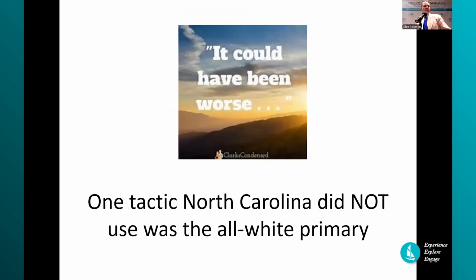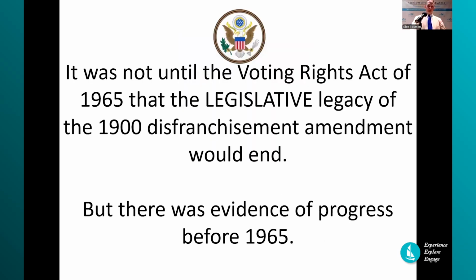One thing North Carolina did not do during this time was the all-white primary. Some states actually did this. They allowed the election, of course, by federal law, to be open to all. But the primaries are run by the party, and some states actually had an all-white primary. There you go. So the whites have the primary, and of course, whoever won the primary won the election. That's how it went in states like that. North Carolina was now a one-party state.